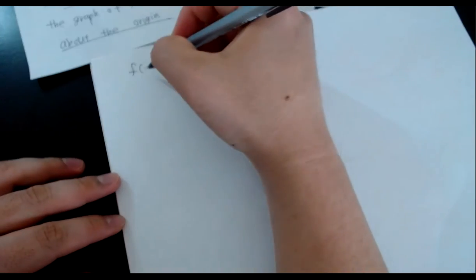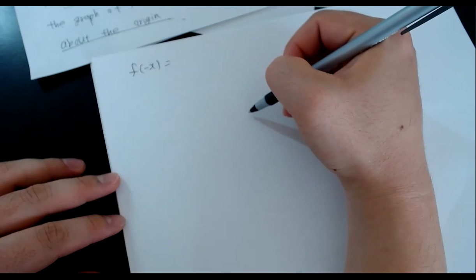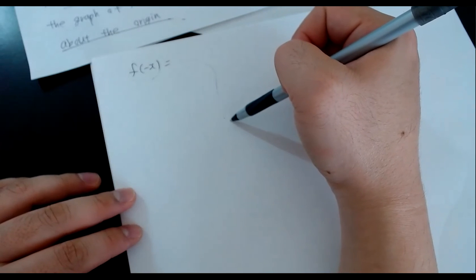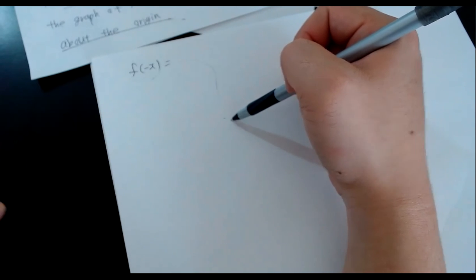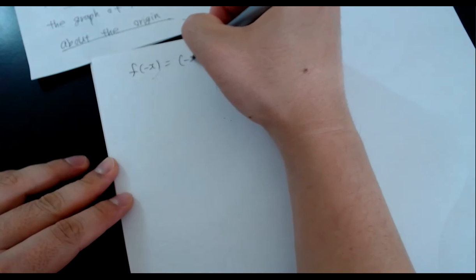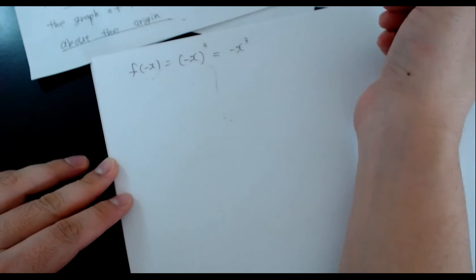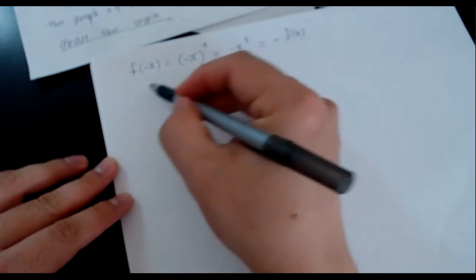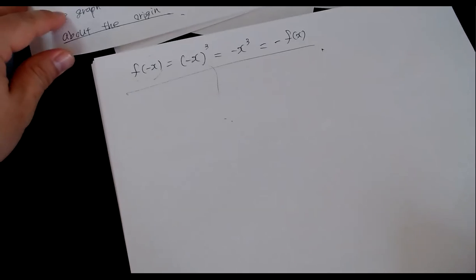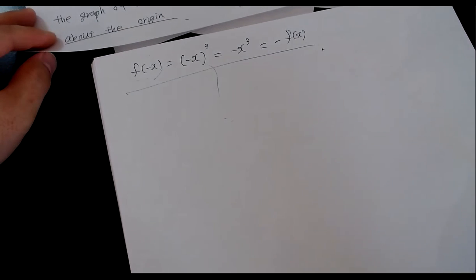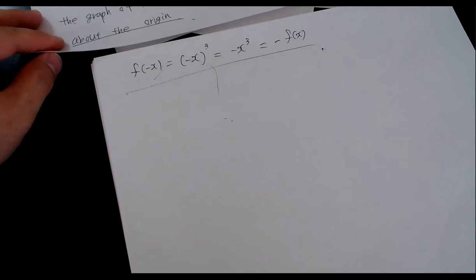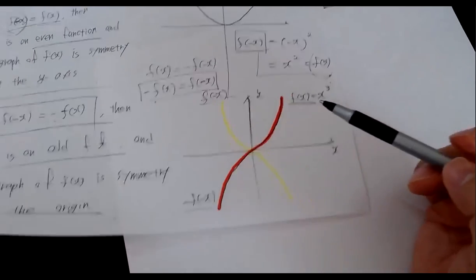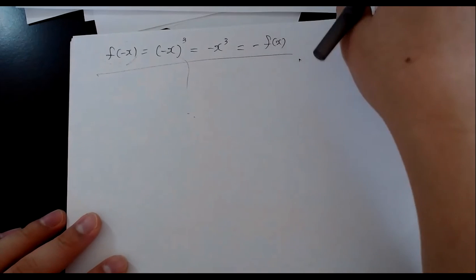Now, so start from f of negative x. If this ends up with f of x, that means the function is an even function. If we start from f of negative x and it ends up with negative f of x, that means f of x is an odd function. Okay, so f of negative x is negative x cubed, which is negative x cubed, right? It's trivial. So this is equal to negative f of x. So it turns out that the x cubed function is an odd function. Okay, I proved that algebraically. And then what does the graph look like? This one.